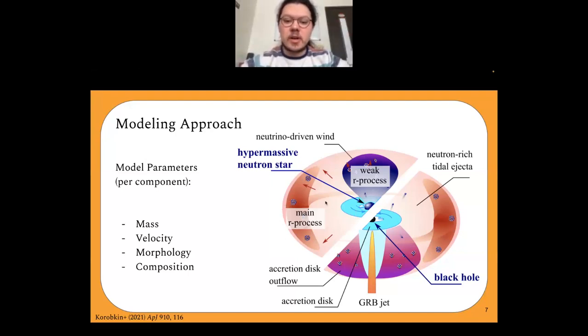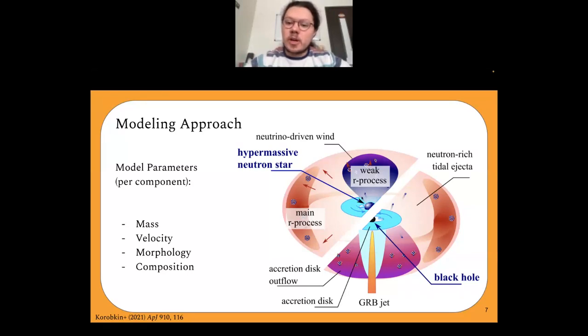And this is where it's called the main R process because it would follow the nucleosynthesis that happened in the video that I showed on the previous slide, where elements even up to a Z number of 100 were created. So very, very heavy elements, if you will. Then we have the neutrino-driven wind, which is where the weak R process happens. And for our modeling purposes, that's everything else. So that's everything that's not the dynamical ejecta that's formed via this tidal separation process.